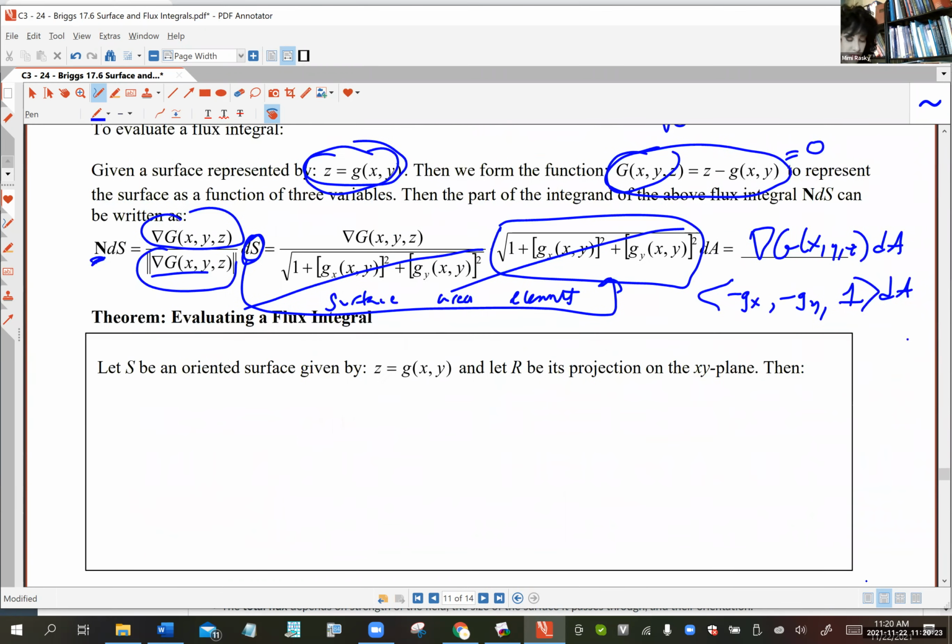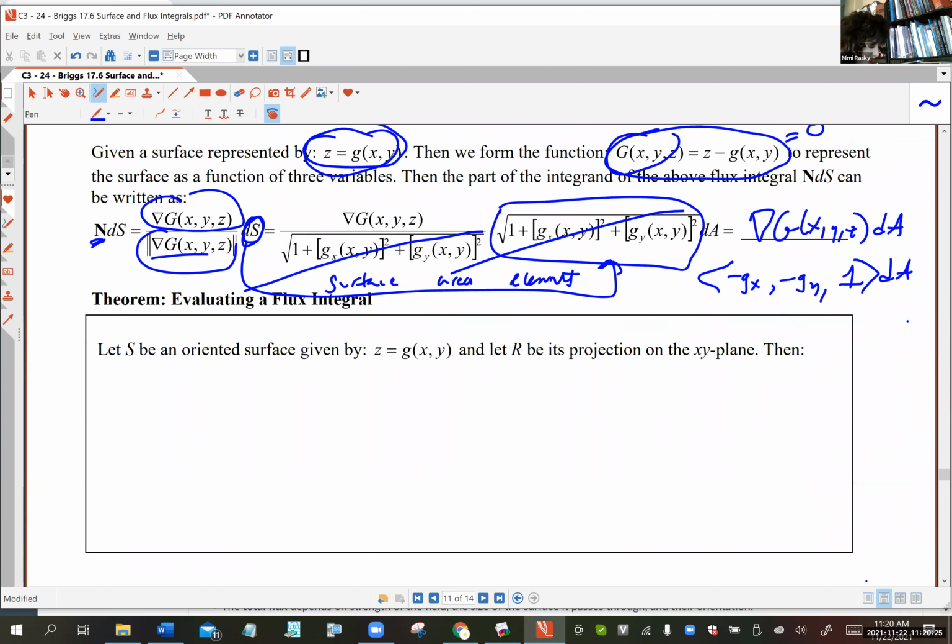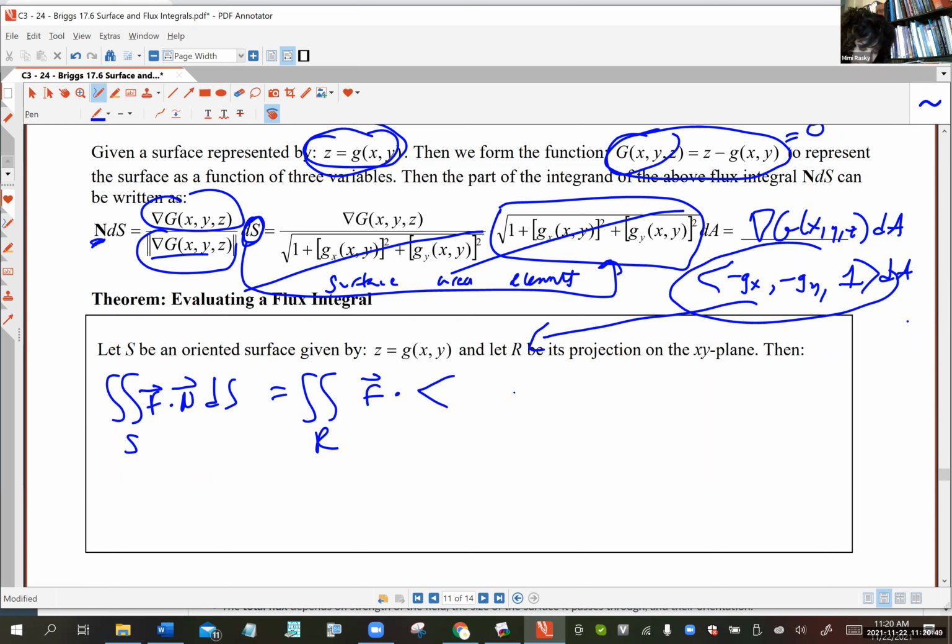Okay, now let's do, how do you evaluate a flux integral? Because you're going to be given one of these, and it's like, oh no, that looks really scary. Ooh, I know. You're going to turn it into a regular integral where you're integrating over a region. They'll either give you the region, or you can assume it's the projection of your capping surface onto the xy plane. And you're going to take a dot product of the vector field with this negative little gx, negative little gy, 1 dA.